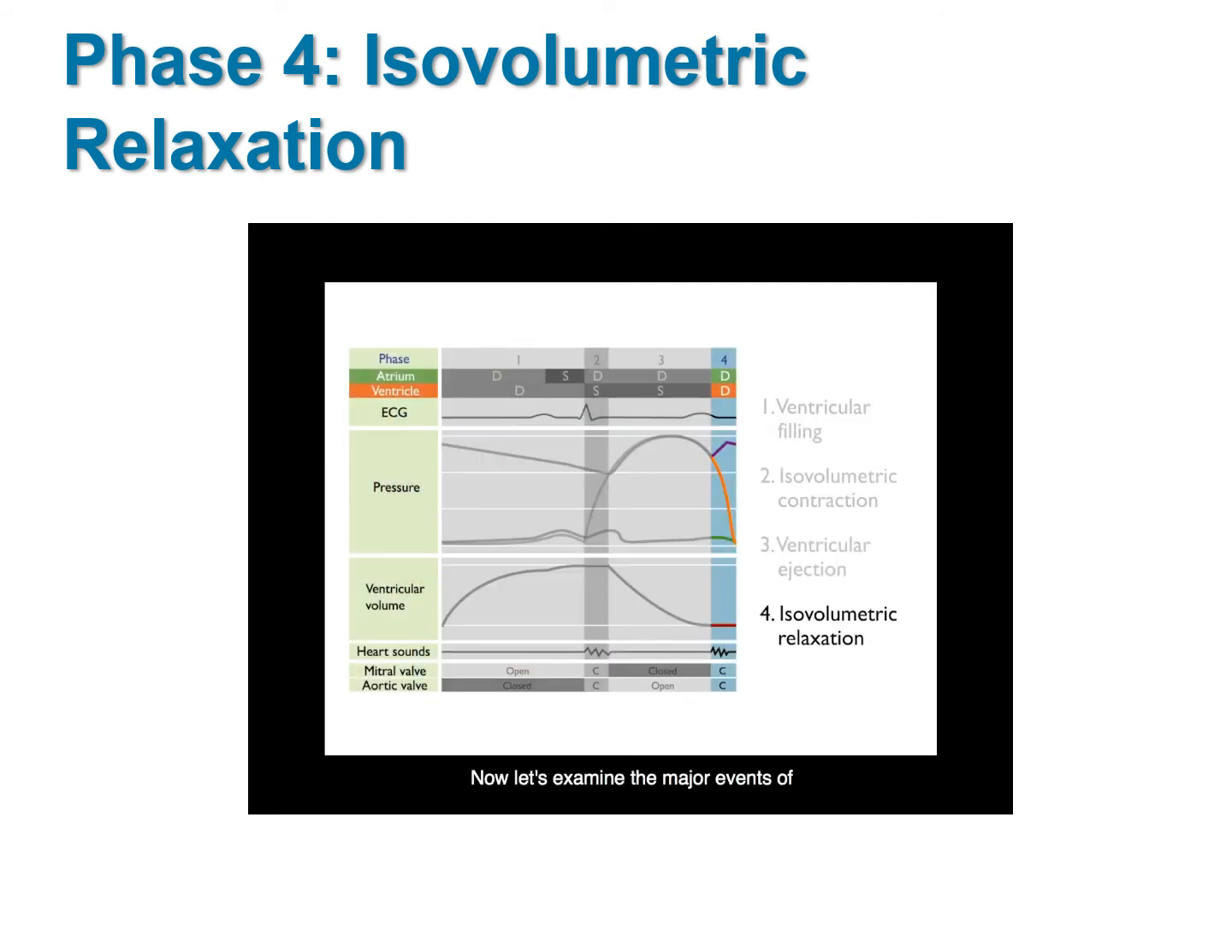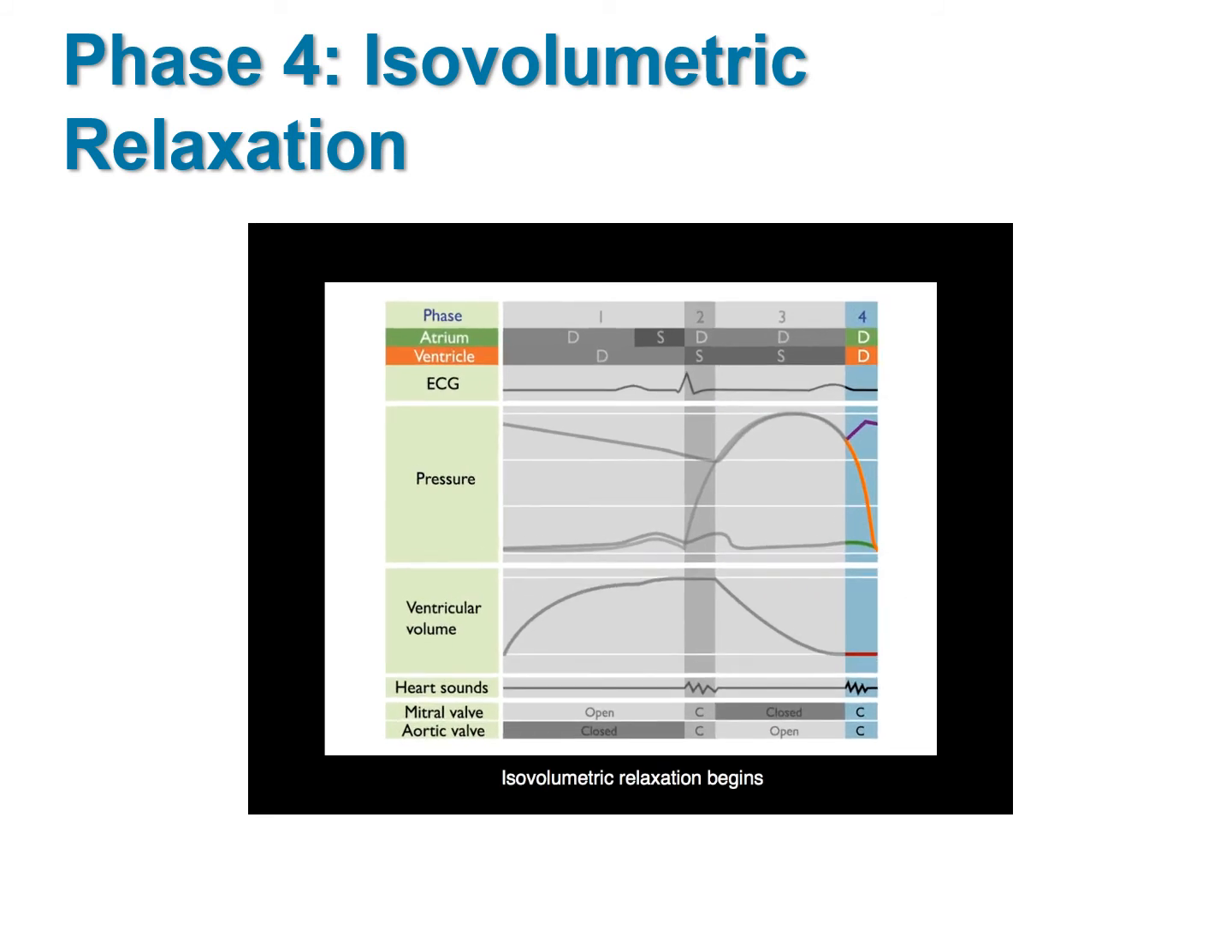Now let's examine the major events of isovolumetric relaxation graphically, focusing on the left side of the heart. Isovolumetric relaxation begins when the ventricles enter diastole as a result of ventricular repolarization. Therefore, the T wave of the ECG precedes isovolumetric relaxation. Isovolumetric relaxation lowers left ventricular pressure below the aortic pressure, causing the aortic valve to close. Rapid closure of both semilunar valves causes the second heart sound.